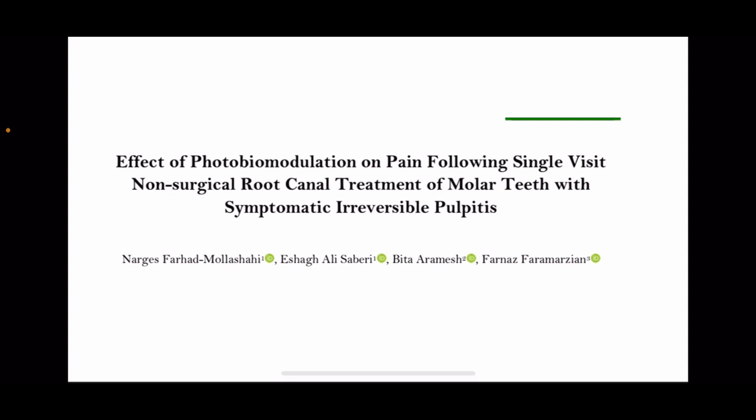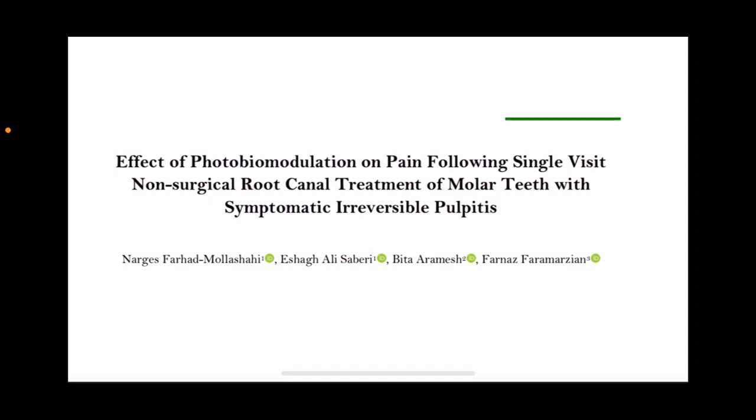So, for the materials and method, 90 patients, 45 females and 45 males between 20 to 50 years, were selected. They were complaining of moderate to severe pain in their mandibular molar teeth, so the teeth with symptomatic irreversible pulpitis were included in the study.